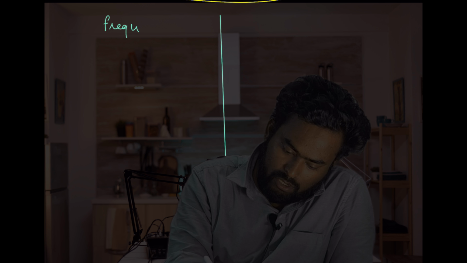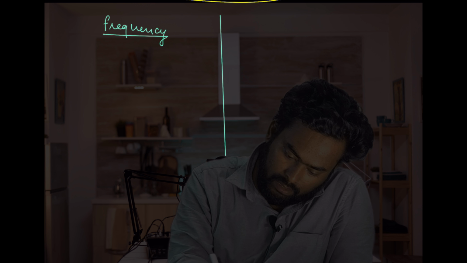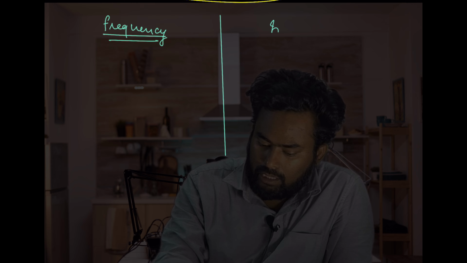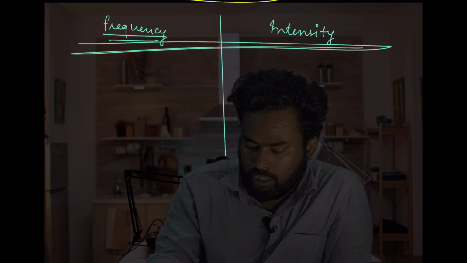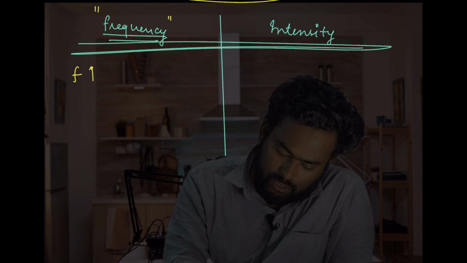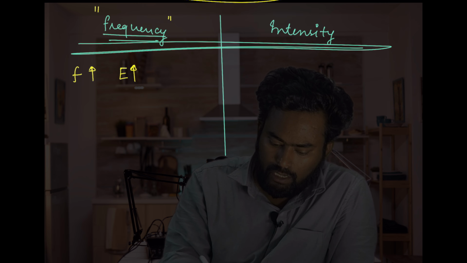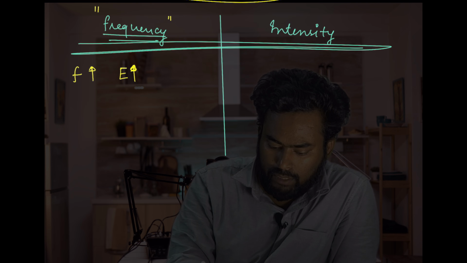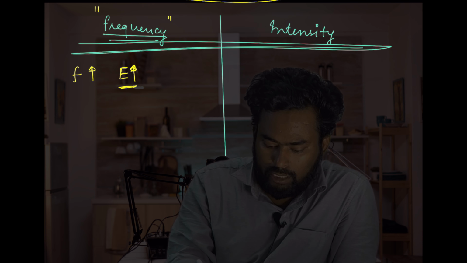So there is one thing called frequency and there is another thing called intensity. Okay, important discussion. If I talk about frequency, if you increase the frequency, the energy of the radiation will increase. If radiation energy is increasing, it means photon energy is increasing. Energy of the photon is increasing.